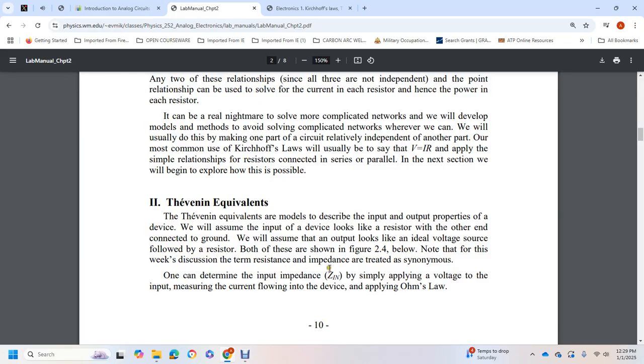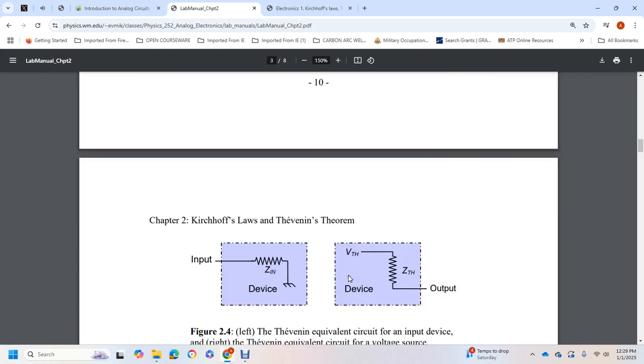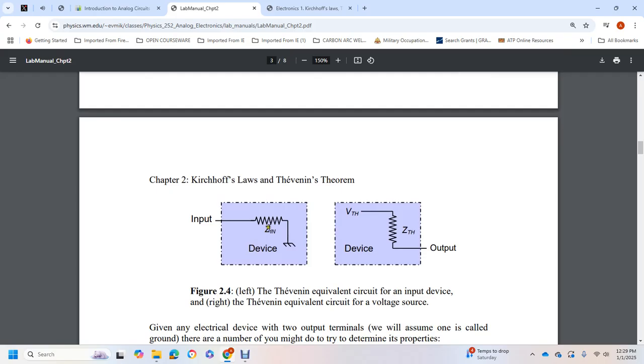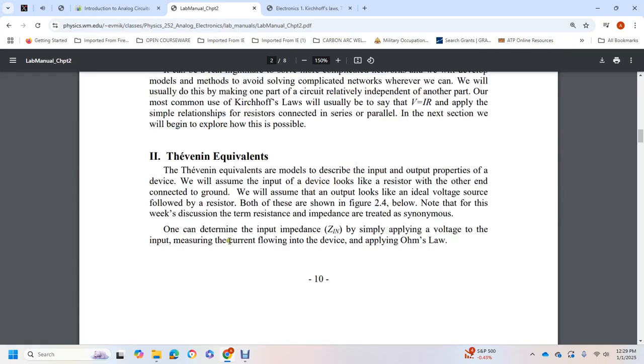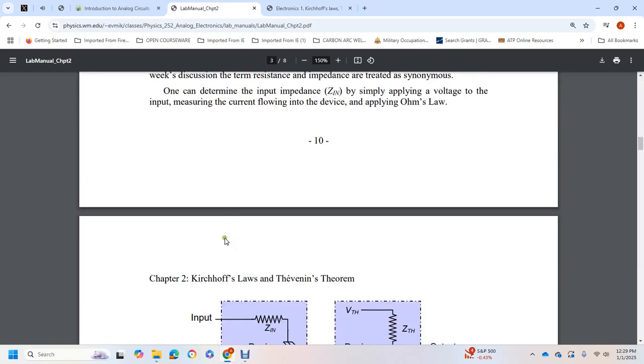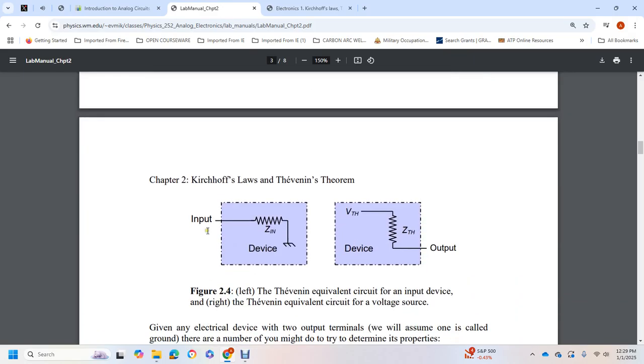One of the determinative properties is the input impedance, Zin. Input impedance Zin is found by simply applying voltage to the input, measuring the current flow of the device, and applying Ohm's law. So we have input voltage over impedance. Input impedance equals the Thevenin voltage, and then output.